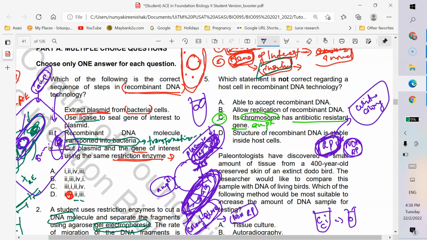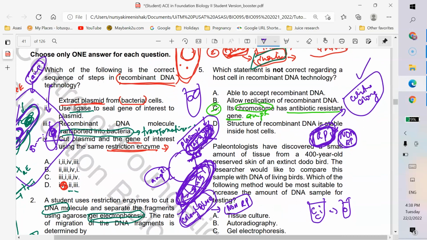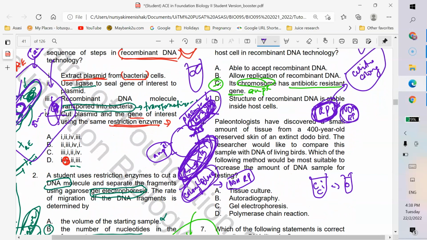So sekarang ni, through the next screening, awak nak pilih koloni warna apa? Warna biru ke warna putih? Warna putih. Okay, so that is the function of the marker gene untuk screen bakteria. Bakteria yang berjaya ambil plasmid ataupun tak, dan juga untuk screen bakteria sama ada dia ambil recombinant plasmid ataupun dia ambil non-recombinant plasmid. Faham? So, saya harap awak faham kenapa kita belajar marker gene tu.